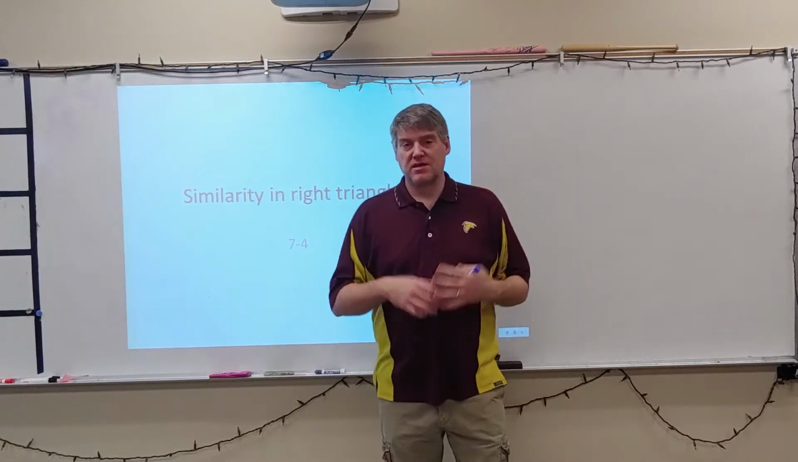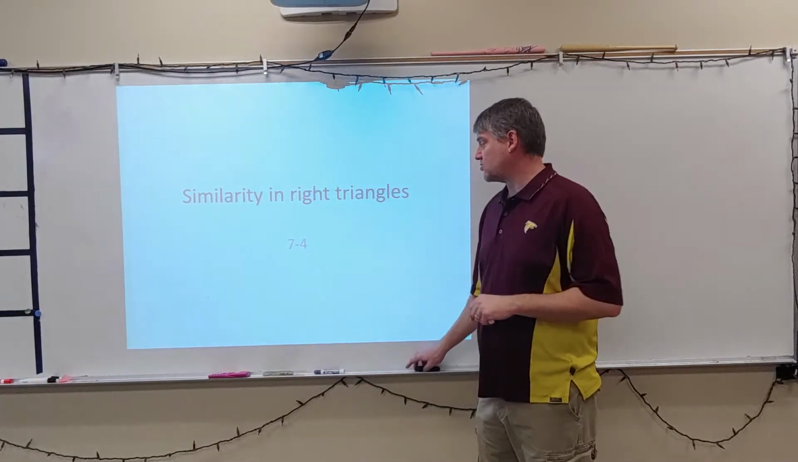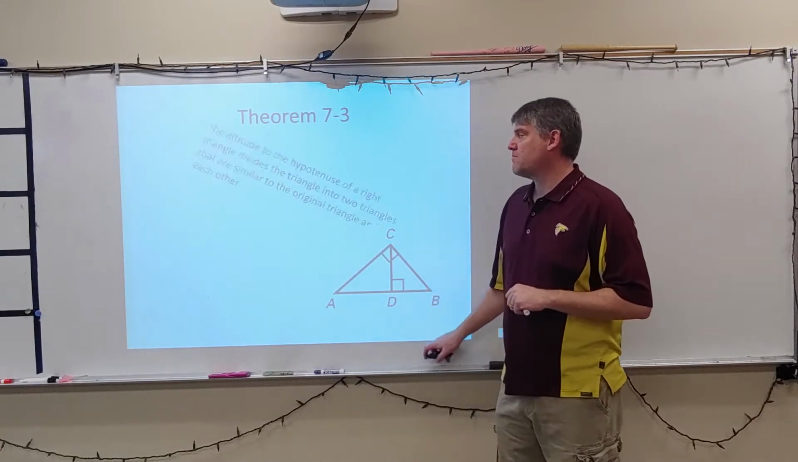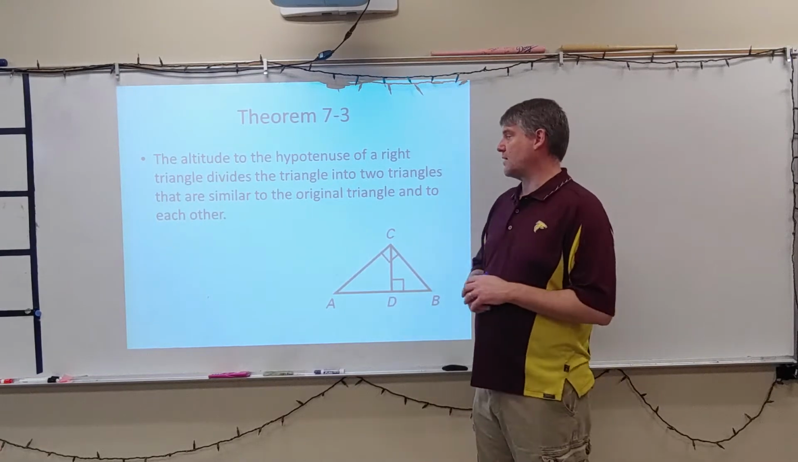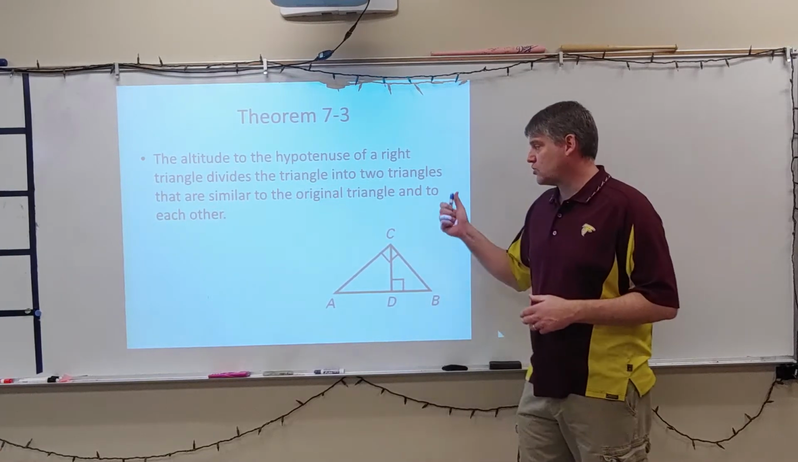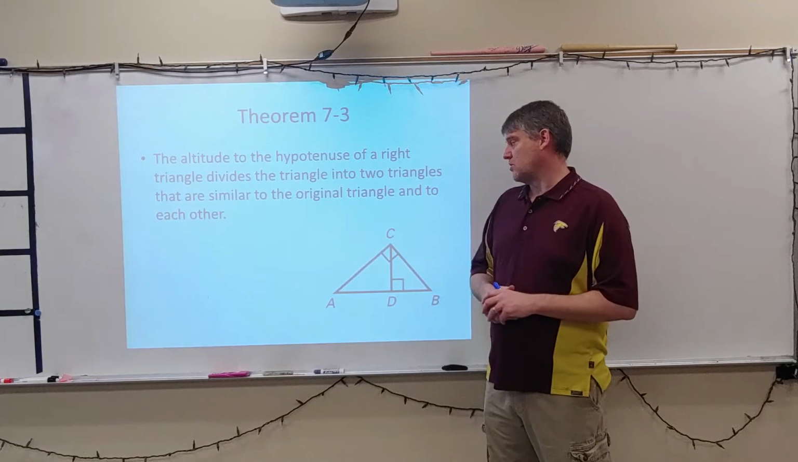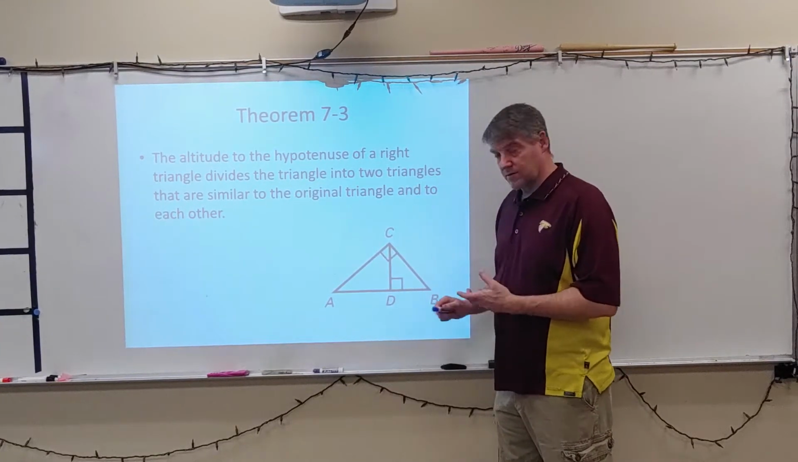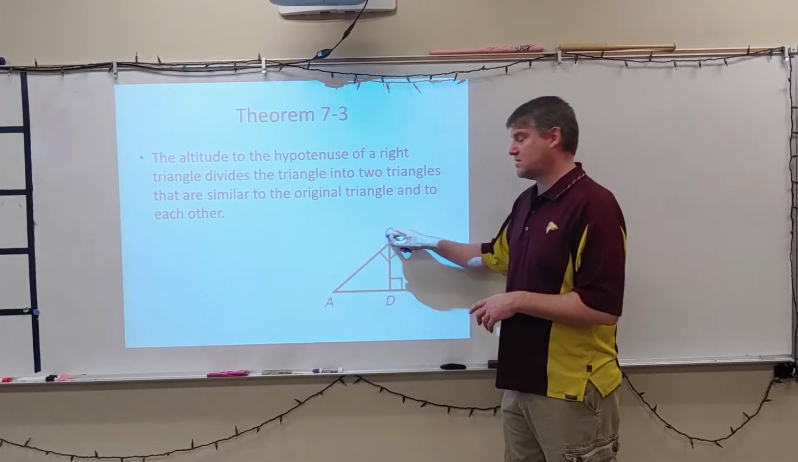Right, we're going to talk about similarity in right triangles now. Okay, so theorem 7-3: the altitude to the hypotenuse of a right triangle divides the triangle into two triangles that are similar to the original triangle and to each other. So here's our right triangle here. Okay, so I have A, B, C.